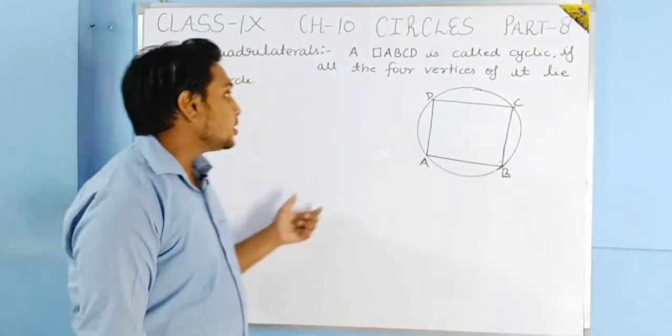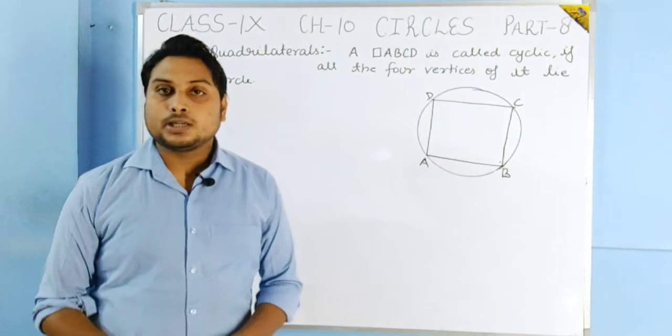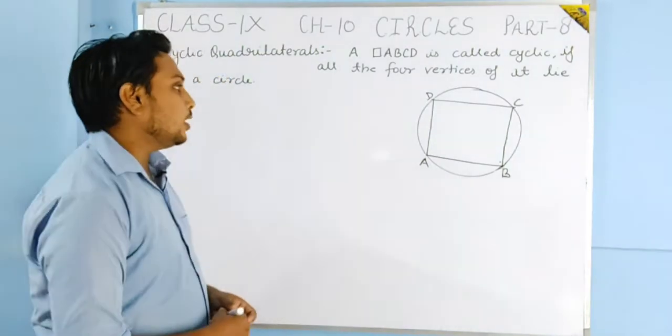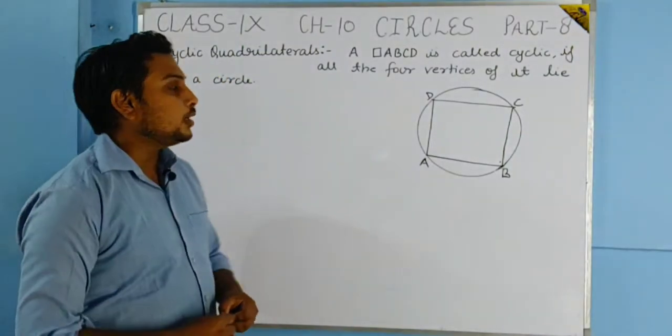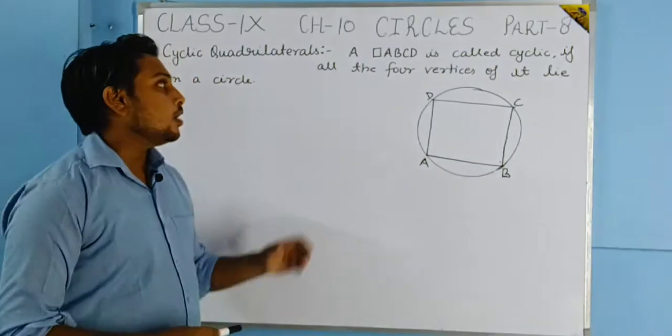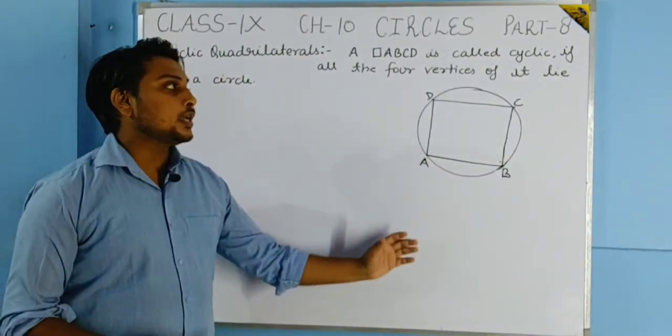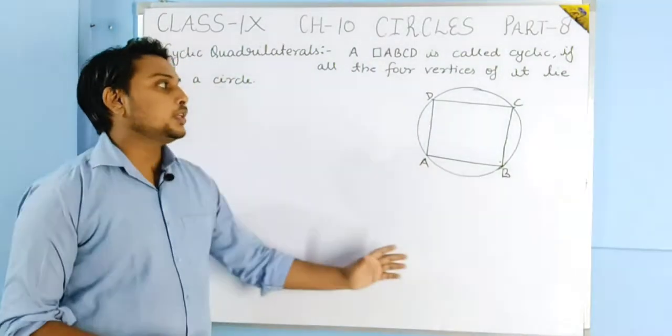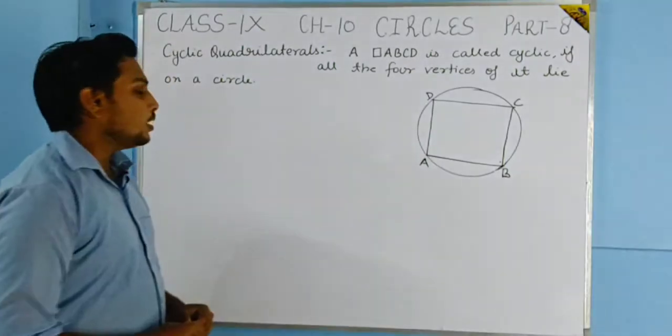So firstly you should note down the definition of a cyclic quadrilateral. Just note it down: a quadrilateral ABCD is called cyclic if all the four vertices of it lie on a circle.